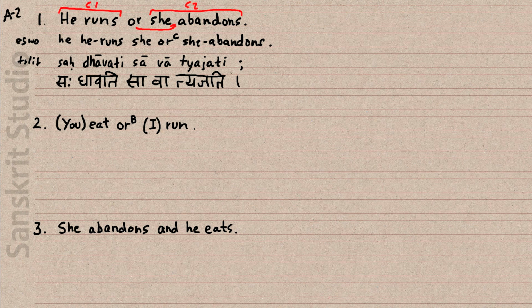Okay, good. Now let's take number 2. You eat, or B, I run, and we have parentheses, so we are just dealing with verbs, standalone words. Okay, so then you eat, but we're using B syntax here now, which is specified explicitly, so we have to have one or B there, and we have to have I run.